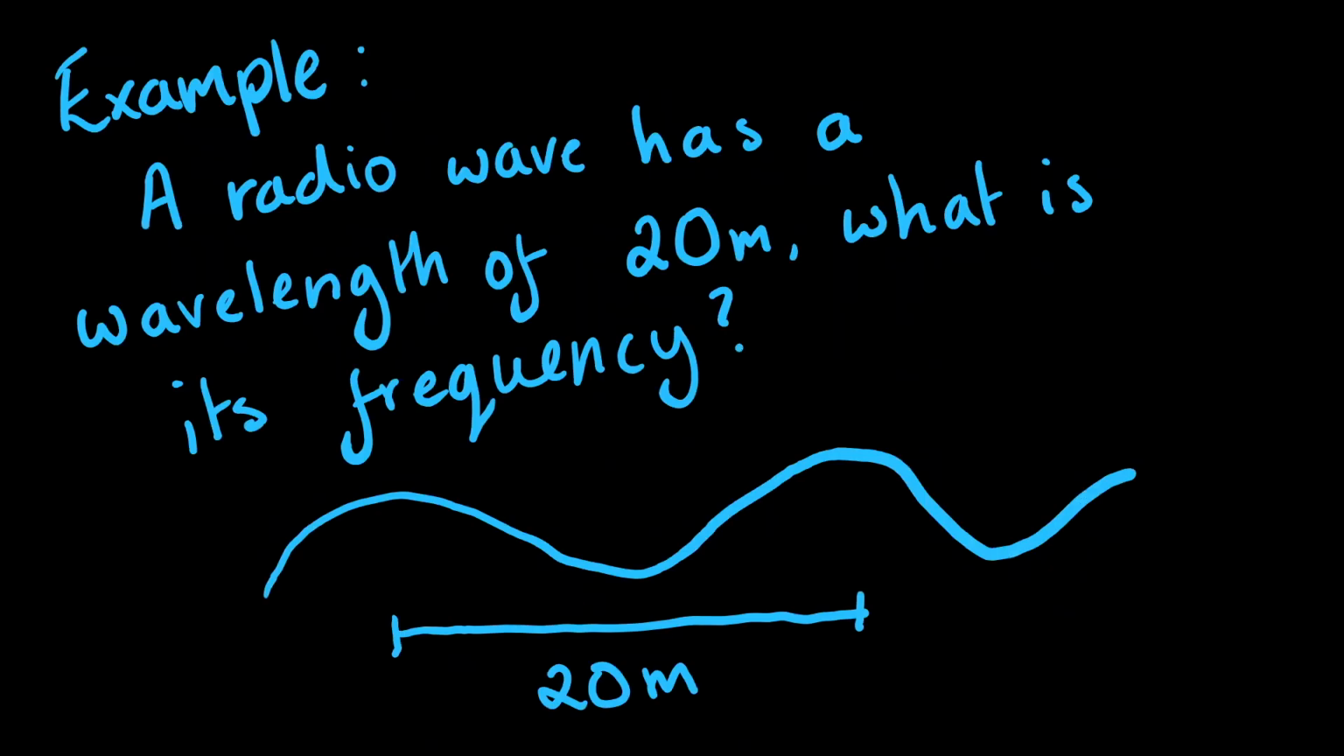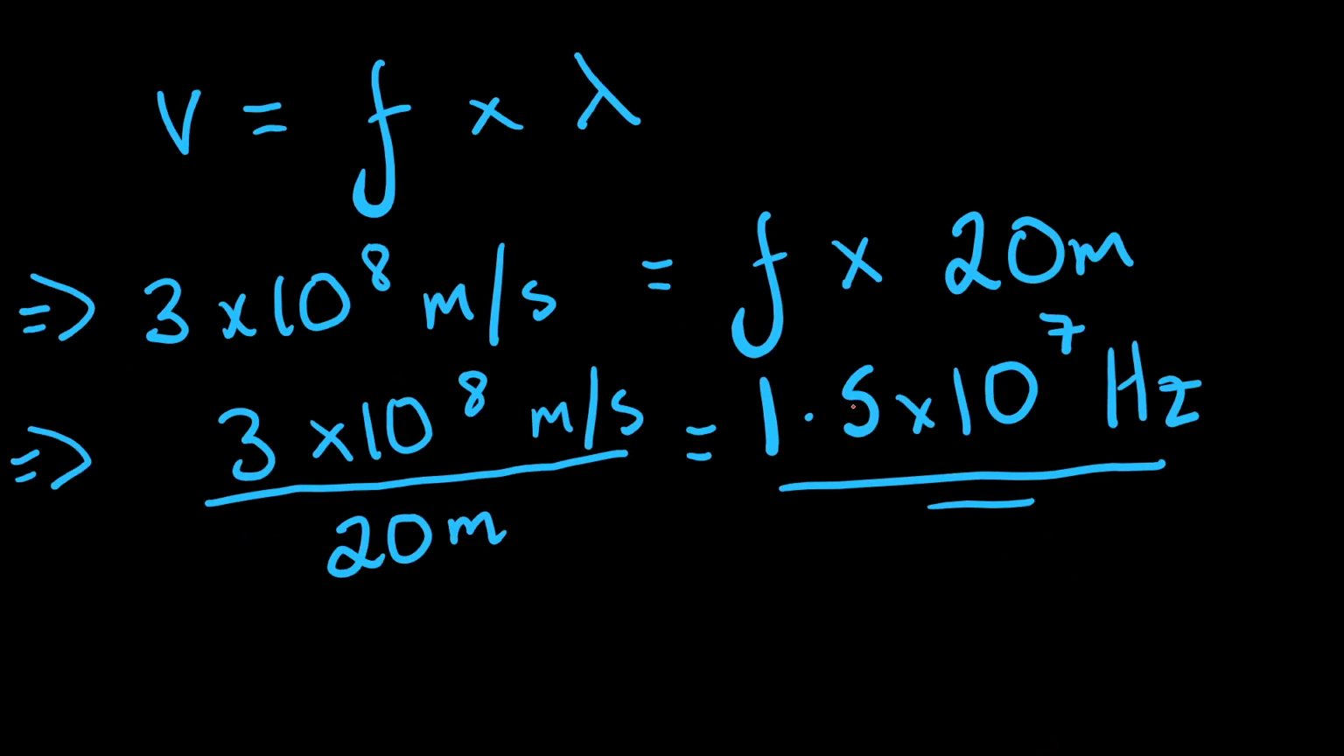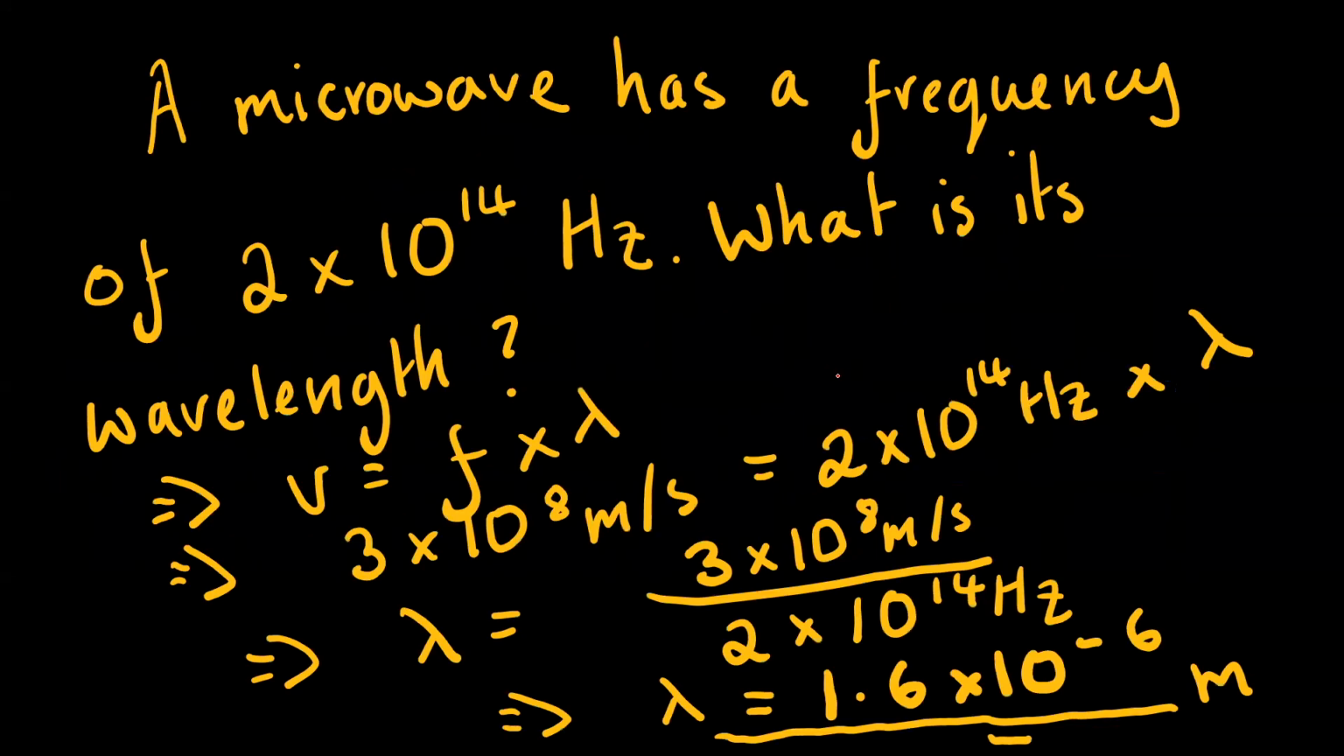So an example here: a radio wave has a wavelength of 20 meters. What is its frequency? Because they expect you to know the speed there. So it's V equals F lambda. So 3 × 10⁸ meters per second equals F times 20 meters. I put numbers in again first. Divide both sides by 20 meters. What's 3 × 10⁸ divided by 20? We get 1.5 × 10⁷ hertz. It seems like a lot, but EM waves are quite a high frequency. You'll see in the next question.